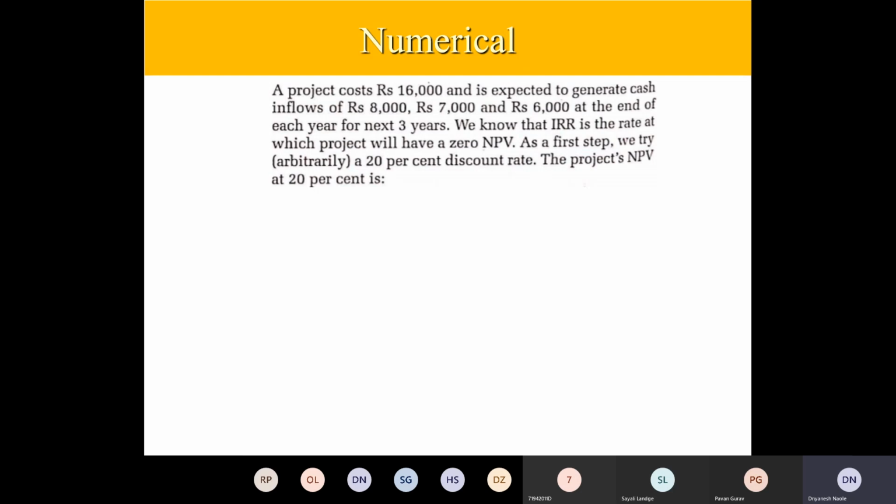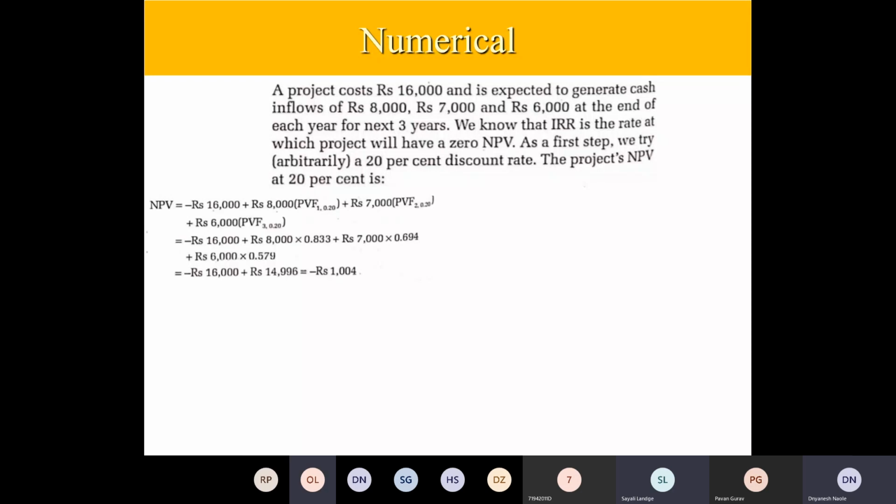So 8,000 divided by 1.2 plus 7,000 divided by 1.2 square, 6,000 divided by 1.2 cube. So these values must be subtracted from the 16,000 and tell me what you are getting. 1,004 it comes, that is negative.